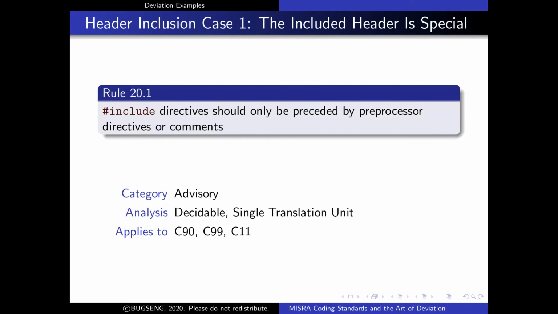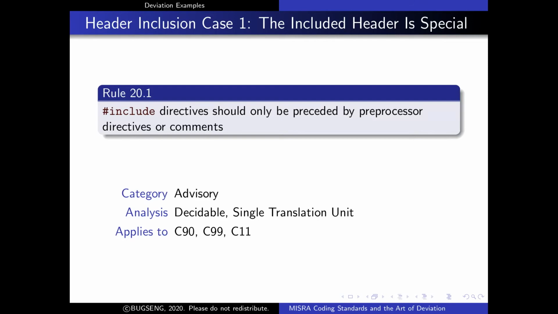We now have two examples concerning header inclusion. The first is with rule 20.1, and also the second, but we have two different ways of deviating. The rule says that include directives should only be preceded by preprocessor directives or comments, and this is for readability. It is usually important to know what you are including and what you are not including.